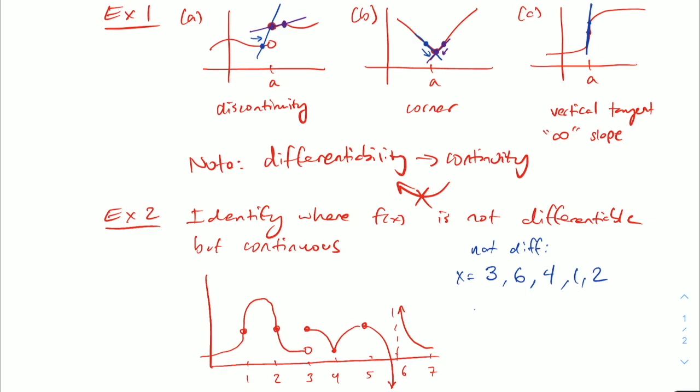Now let's identify where the function's not continuous. So it's not continuous at x equals 3 and 6. Okay, so the places where it's not differentiable but it is continuous are these points 4, 1, and 2. Not differentiable, but continuous here.